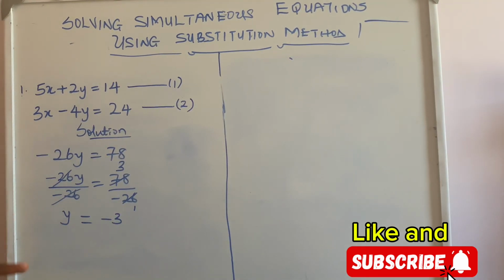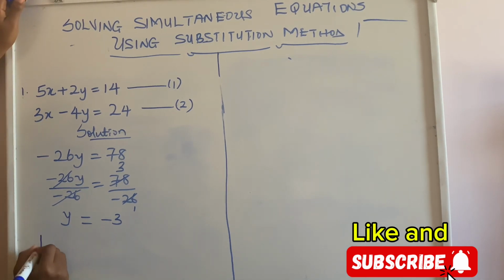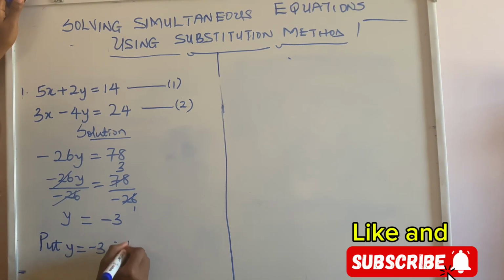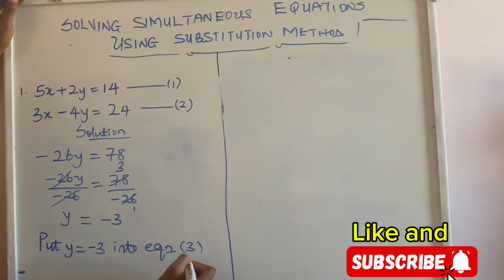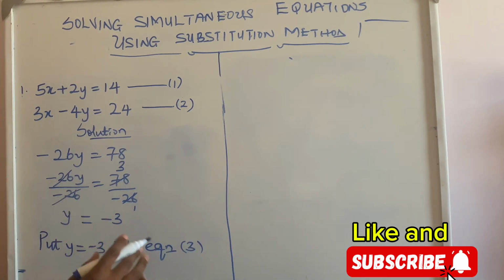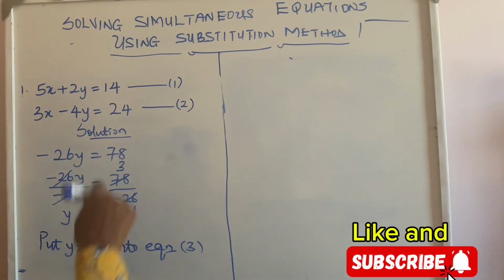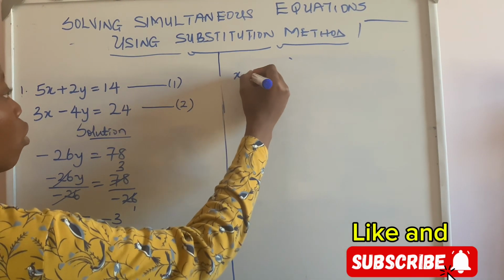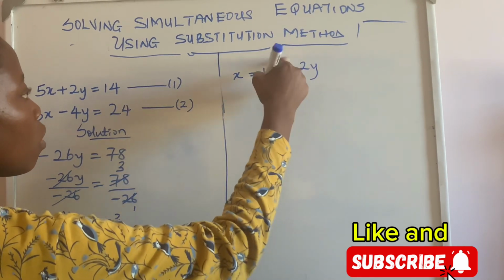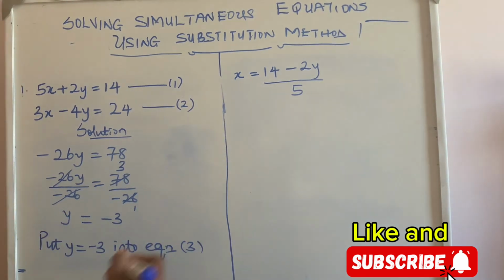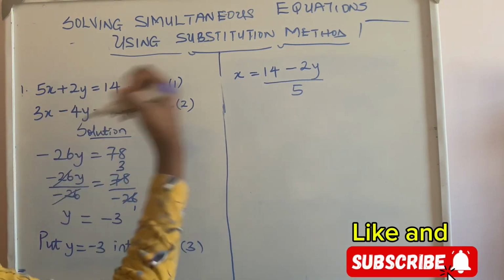And I forgot, I cleaned out my equation 3. Okay, now that we have our y being minus 3, we put y equal to minus 3 into equation 3. Don't forget how we got our equation 3. We got our equation 3 from equation 1, which gave us x equal to 14 minus 2y over 5. So now I'm putting y equal to minus 3. It means that anywhere you see y here, you have to put minus 3.